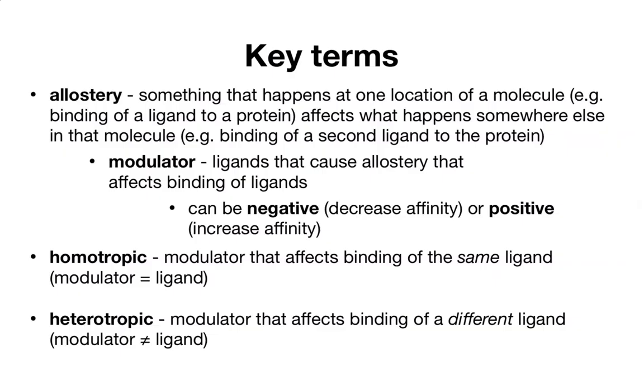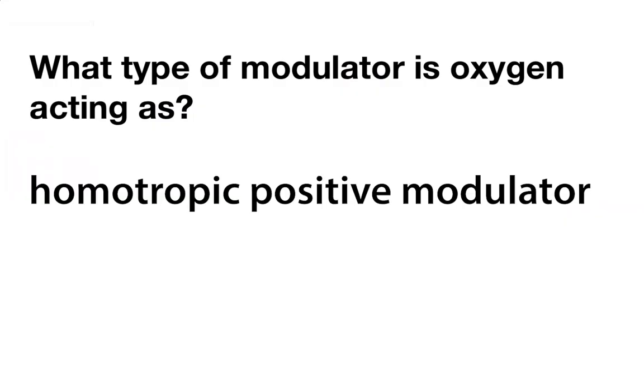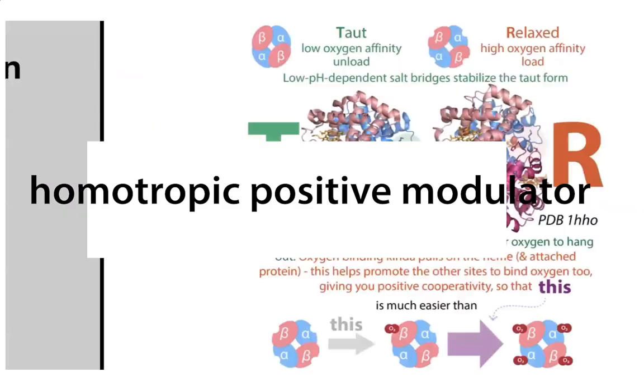We further described how we could refer to these as homotropic if the modulator affects the binding of a copy of the same ligand, or heterotropic, if it affected the binding of a different ligand. So what type of modulator is oxygen acting as? Oxygen is going to be acting as a homotropic positive modulator. Homotropic because it's affecting the binding of subsequent oxygen molecules, and positive modulator because the binding of one oxygen molecule increases the affinity for further binding.